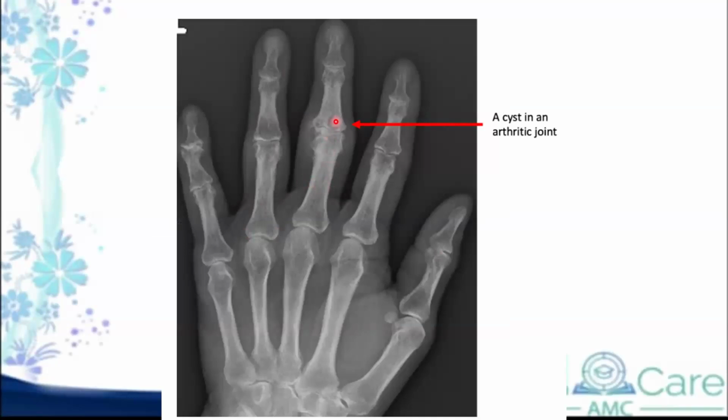These are the subchondral cysts, right? So when you keep looking at them, you'll be able to figure it out. So always go with the history and the x-ray picture, right?